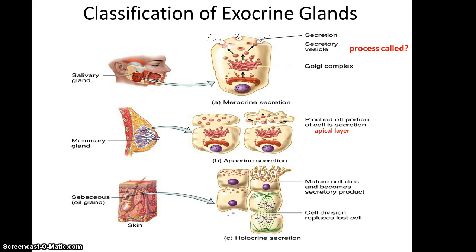And then finally, you can have holocrine secretion, which is that the surface cells will fill up with the secretion and eventually rupture and die. And so the complete secretion includes lots of cell components like DNA. An example of this is the sebaceous gland or oil glands of our skin.